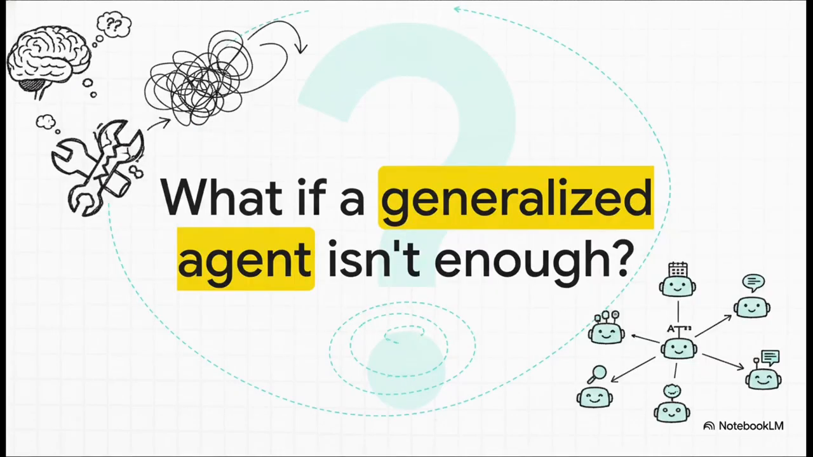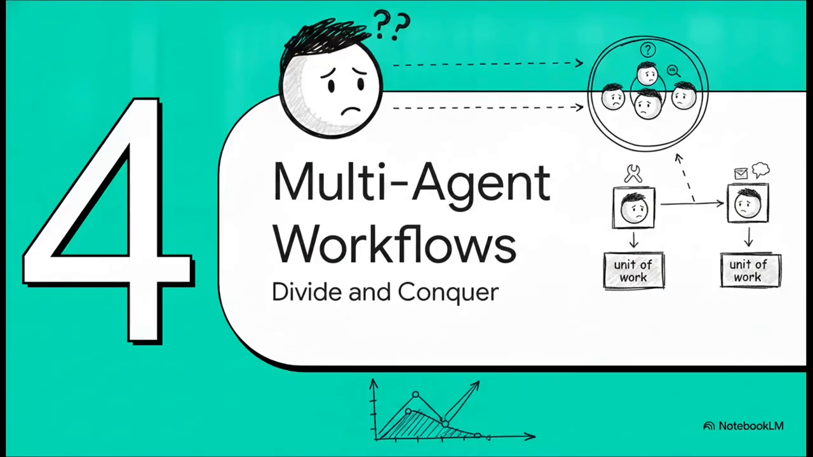But we have to ask a really critical question here. What happens when your application starts to grow? What if a single generalized agent just isn't enough to handle your highly specific, complex user journeys? Because if you just keep shoving dozens of tools and these massive paragraph-long instructions into a single prompt, your LLM's performance is going to degrade, and fast. It just gets confused. Which perfectly leads us to section 4, multi-agent workflows.